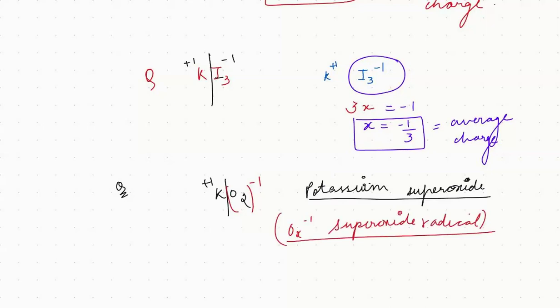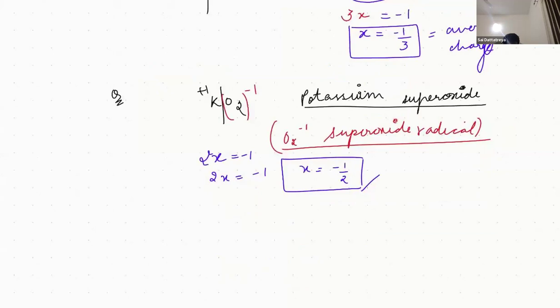So let one oxygen be X. For 2 oxygen, 2X is going to be -1. So X is going to be -1 by 2. So one oxygen is carrying a -1/2 charge. The superoxide radical you have to remember, because potassium will always carry +1 no matter what. Is this part clear?